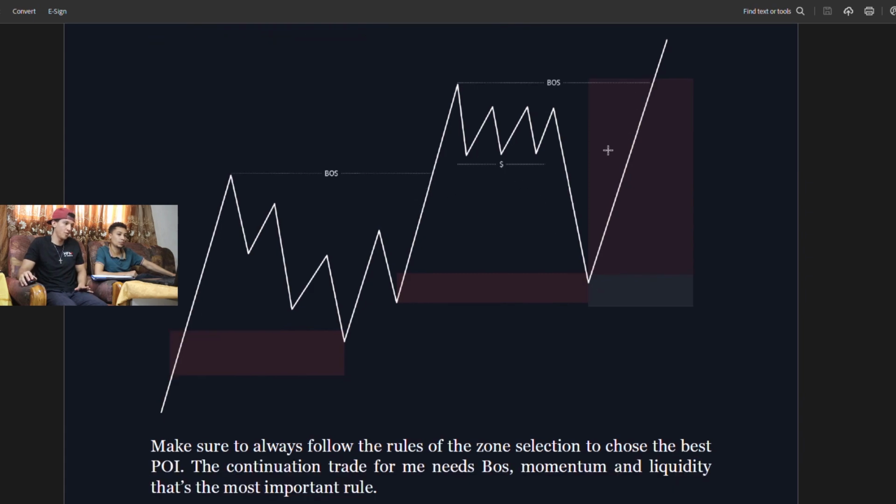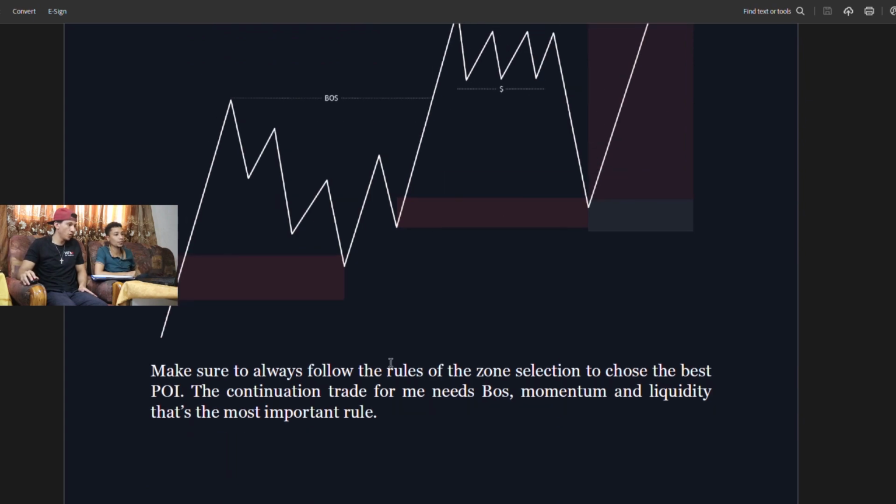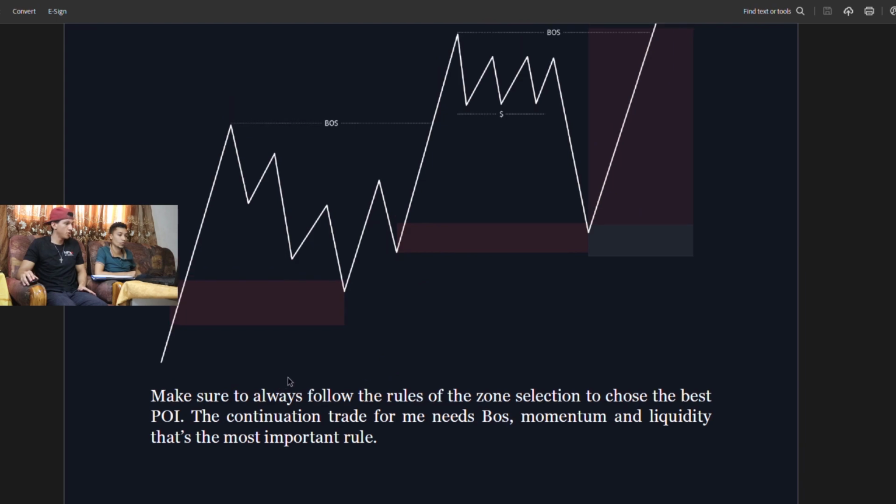We've looked at this probably across the series in a few examples. Make sure to always follow the rules of the zone selection to choose the best point of interest. The continuation trade for me needs a break of structure, momentum and liquidity. That is the most important rule.